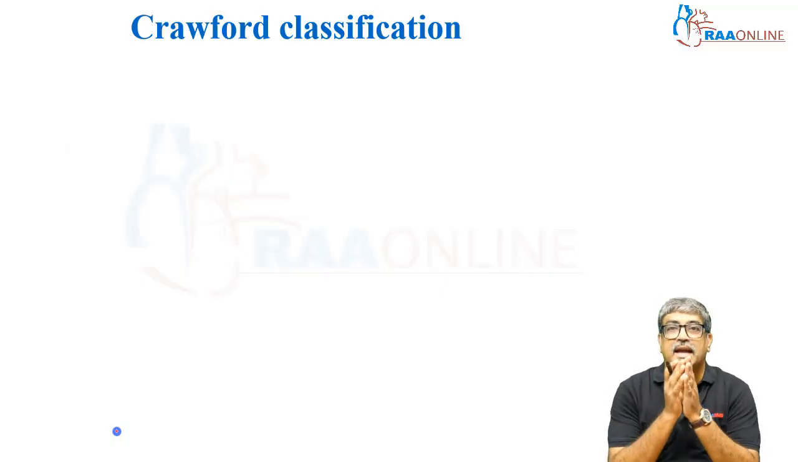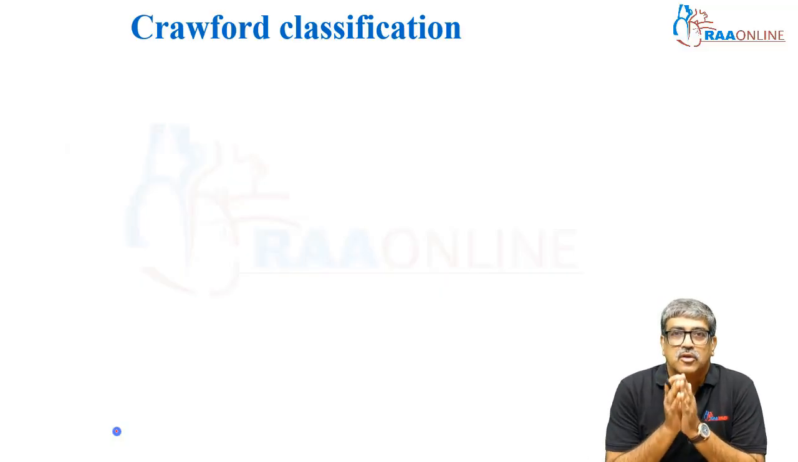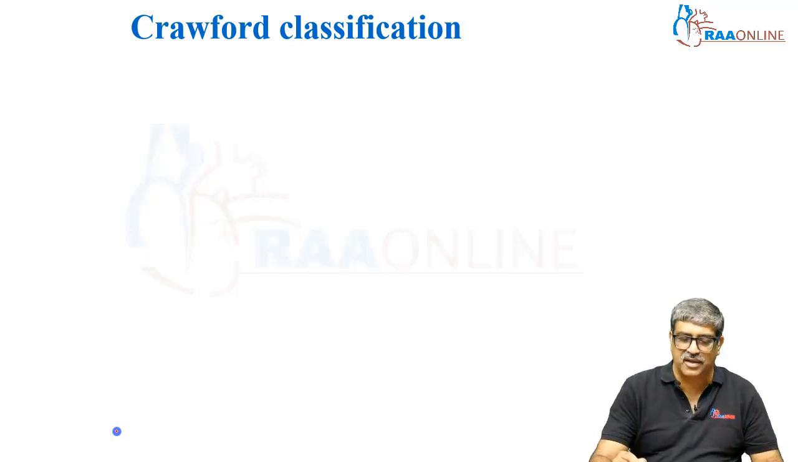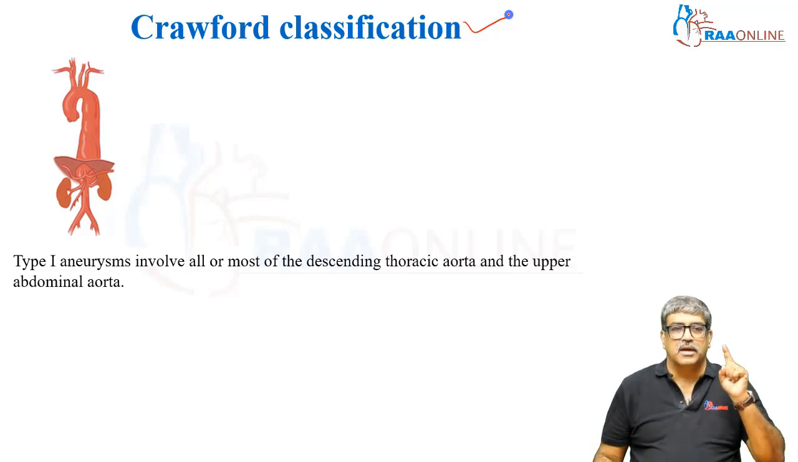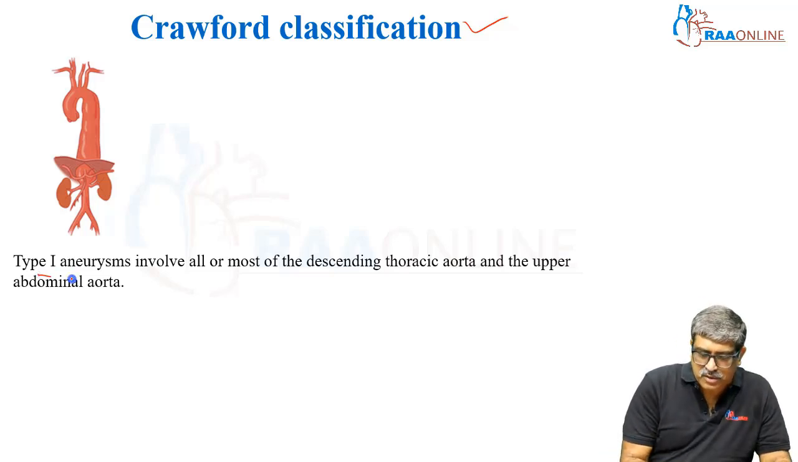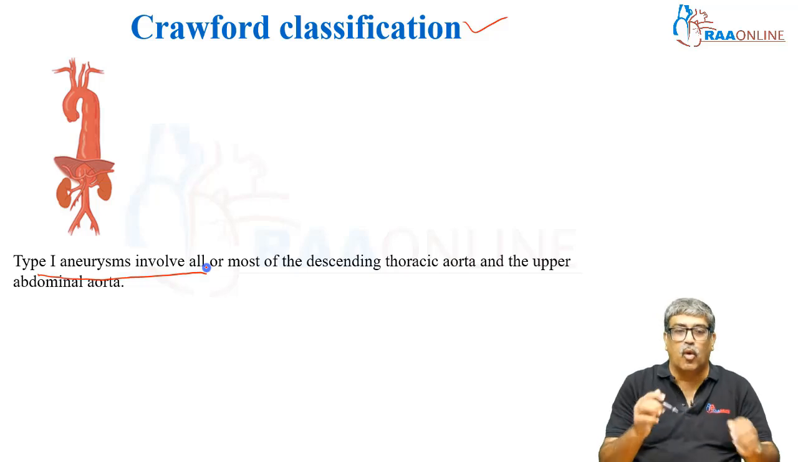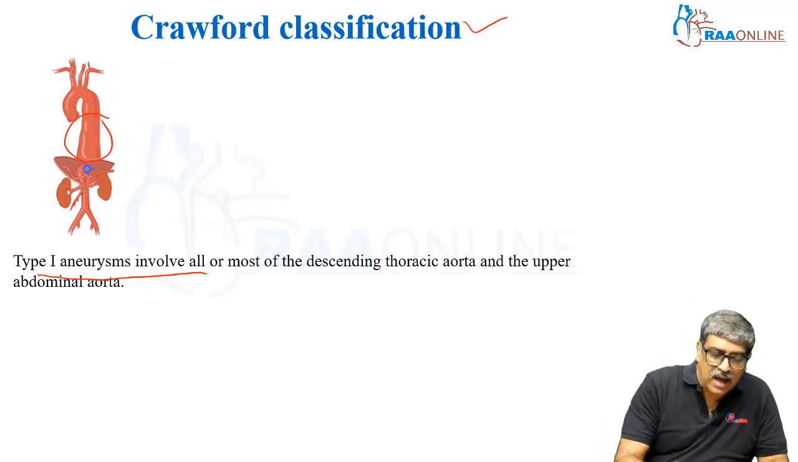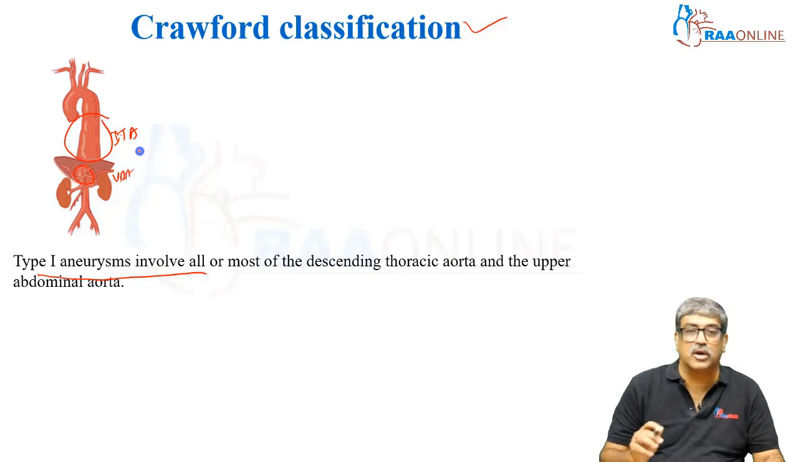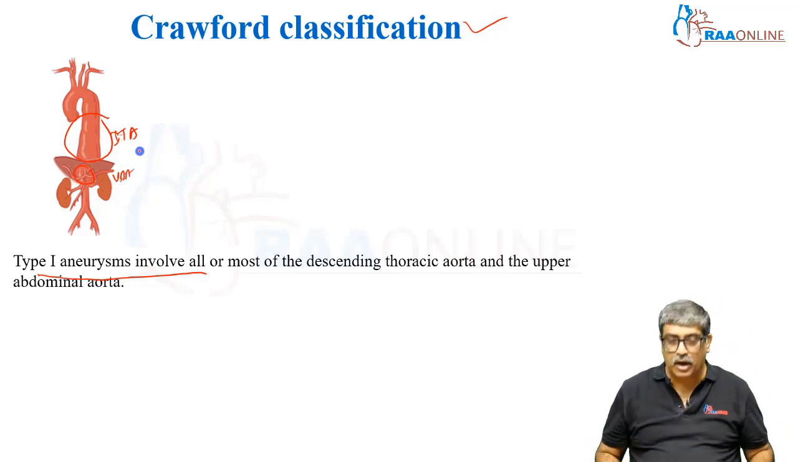Now coming to the classification of thoracoabdominal aneurysm. The first classification is the Crawford classification. It is called type 1 aneurysm, which involves most of the descending thoracic aorta and the upper abdominal aorta. Here you have the descending thoracic aorta and the upper abdominal aorta. This is type 1 aneurysm.